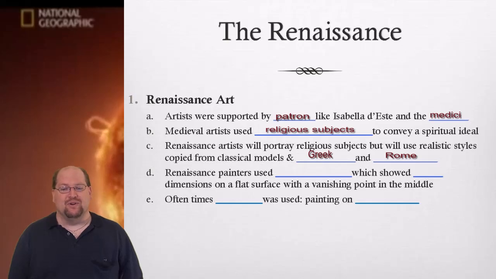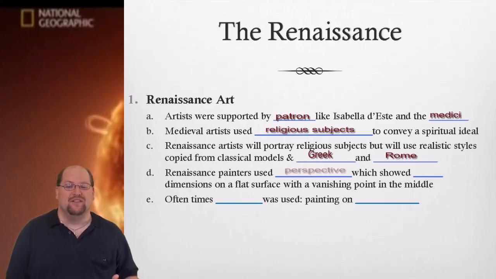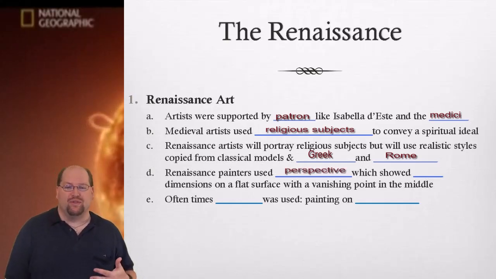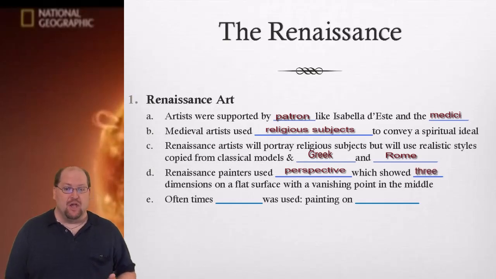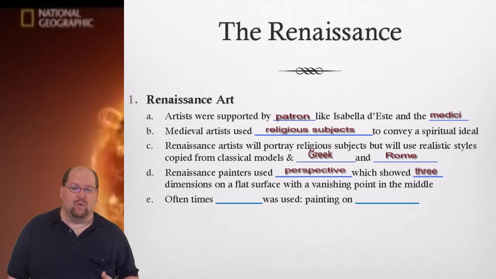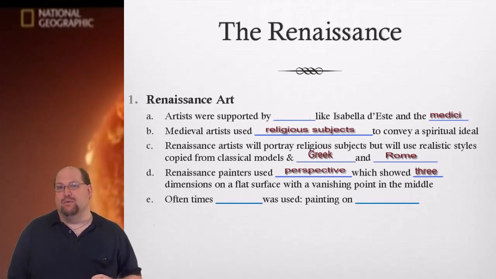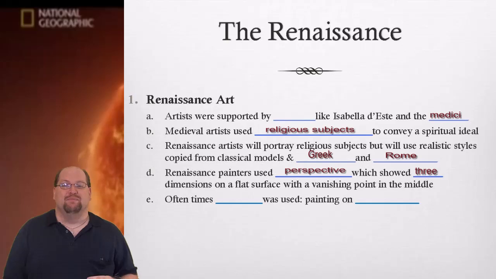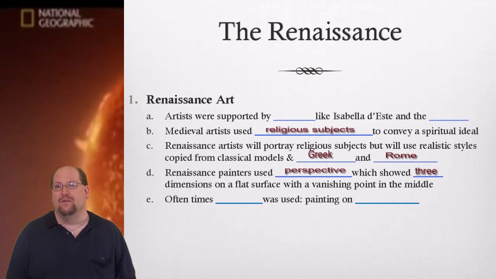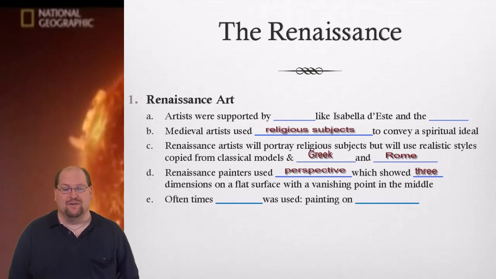The Renaissance painters would use a technique known as perspective, which showed 3 dimensions on a flat surface using a vanishing point, which showed depth to the art, making it look more realistic and believable. Those of you that have had art class before probably have done this type of art in the past. Very common for Renaissance painters.